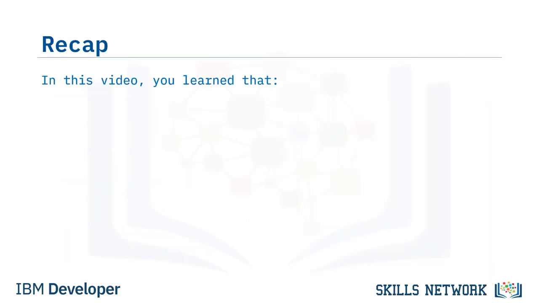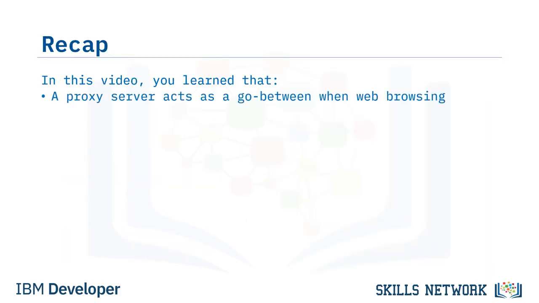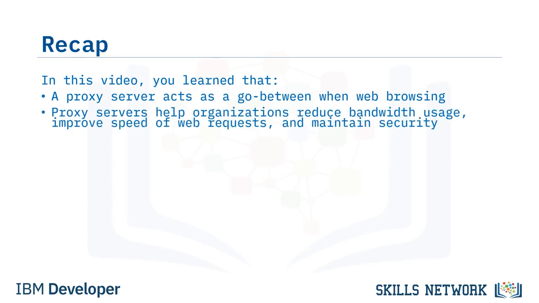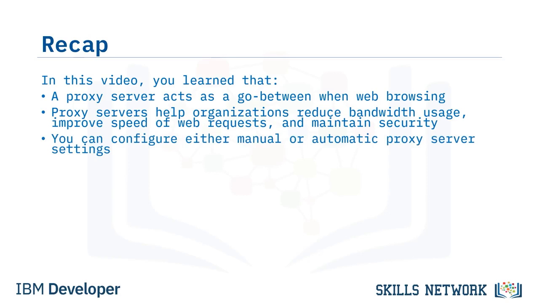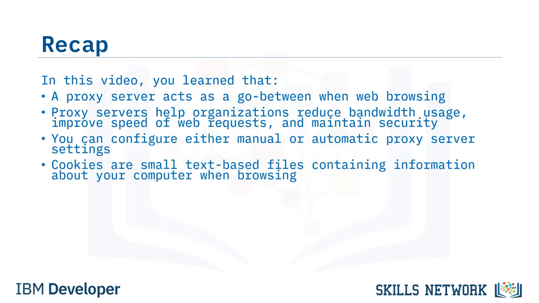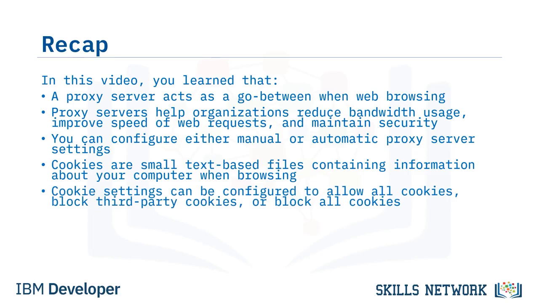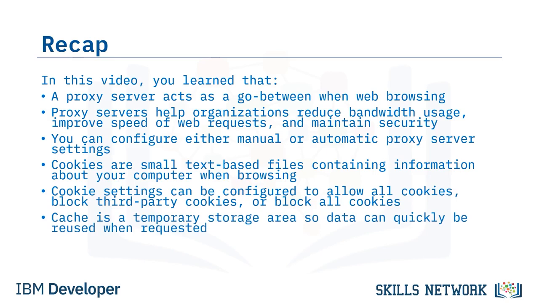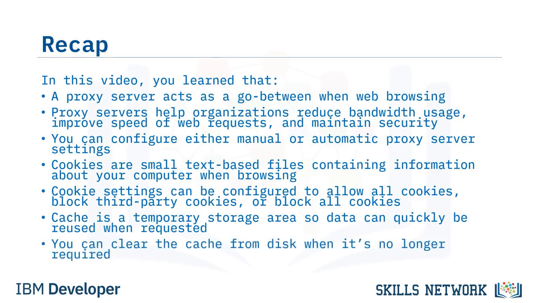In this video, you learned that a proxy server acts as a go-between when web browsing. Proxy servers help organizations reduce bandwidth usage, improve speed of web requests, and maintain security. You can configure either manual or automatic proxy server settings. Cookies are the small text-based files containing information about your computer when browsing. Cookie settings can be configured to allow all cookies, block third-party cookies, or block all cookies. Cache is a temporary storage area, so data can be quickly reused when requested. And you can clear the cache from the disk when it's no longer required.